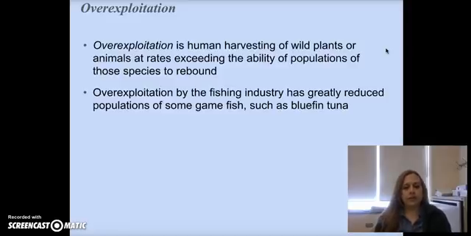Next, we've got overexploitation, and this is when humans harvest plants or animals at rates that exceed the ability of the populations of those species to rebound. A really good example is overexploitation by the fishing industry.